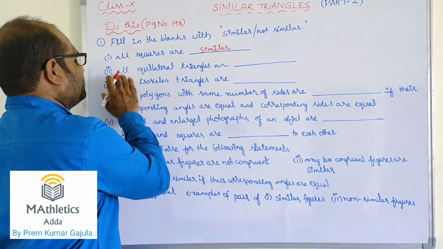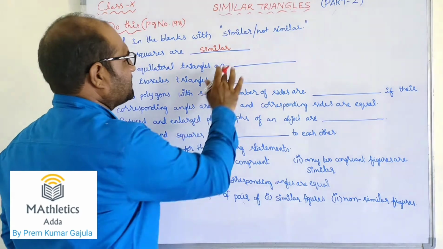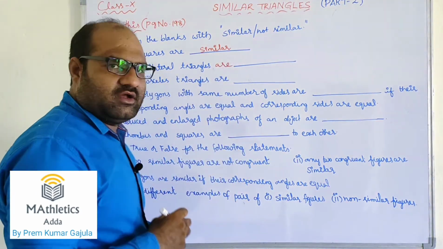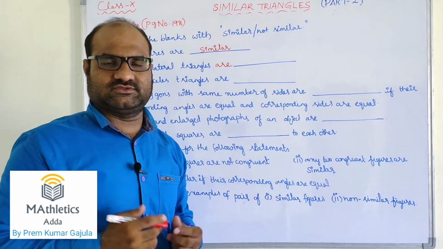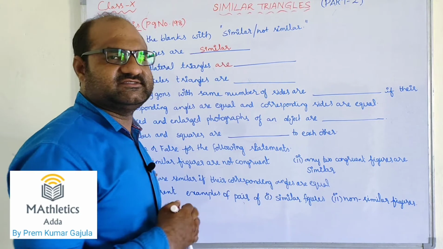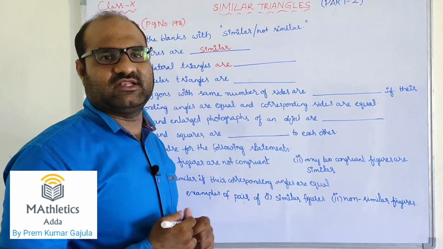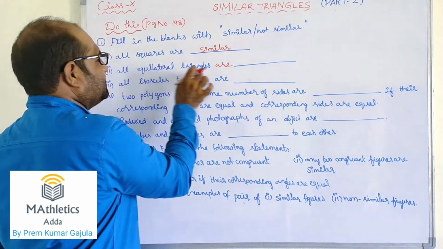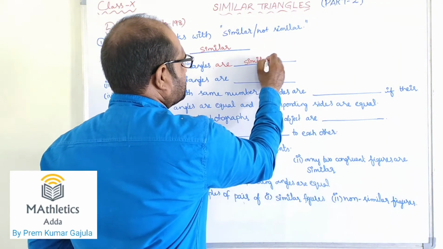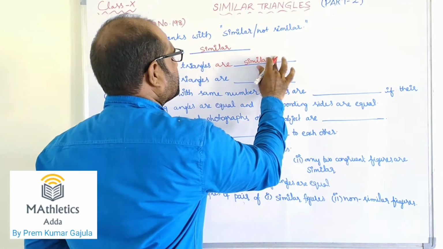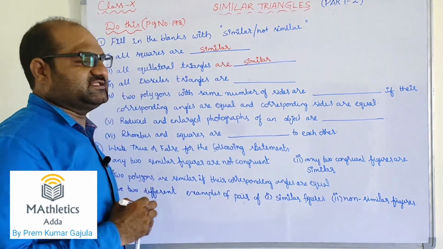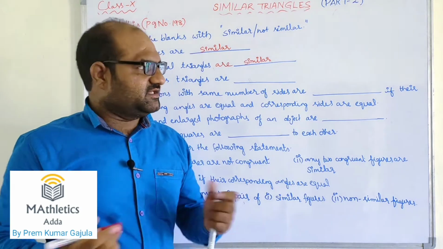Now let us look at the second one. All equilateral triangles are dash. All equilateral triangles are also regular polygons. So we know that all regular polygons are similar if they are having equal number of sides. So all equilateral triangles are similar. Next, the third one, all isosceles triangles are dash. Here let us check first.